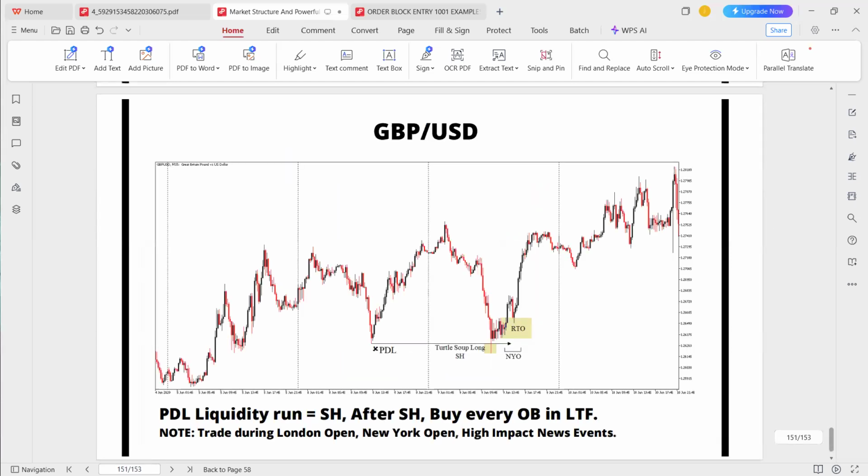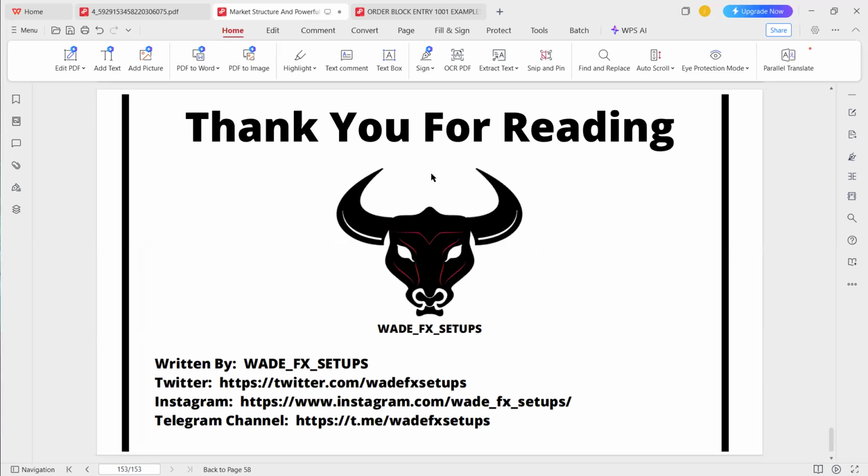So special shout out to WadeFX Setups for giving us the opportunity to go through this book. It's such an awesome book for both beginners and intermediate traders, even pros. It's a simple trading strategy. You just simply have to be patient for trending markets so that you can identify the best setups. So special shout out to WadeFX Setups.